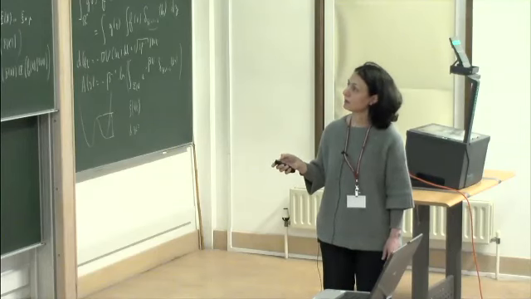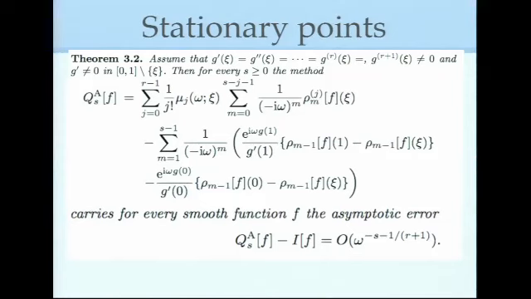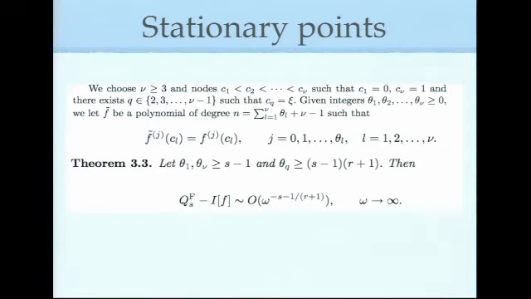And the following will be a much more general theorem, which will state the asymptotic order allowing stationary points on your interval of integration. Basically, this is the asymptotic order with the asymptotic method, basically applied to the truncated asymptotic expansion.